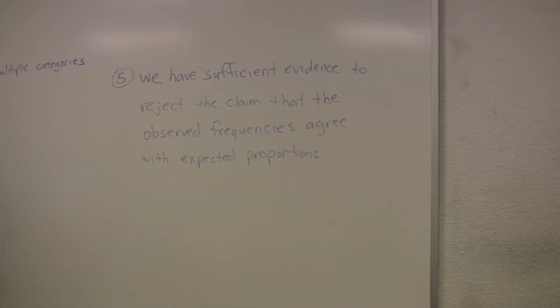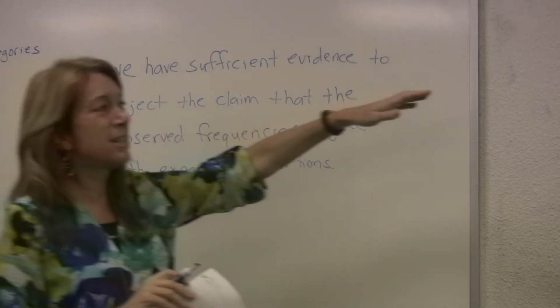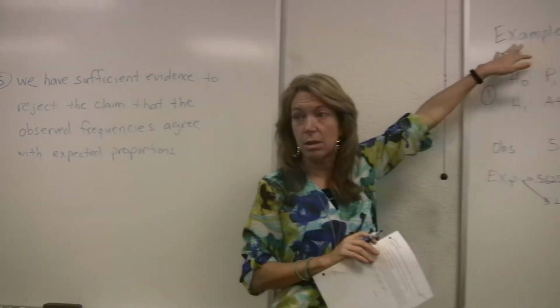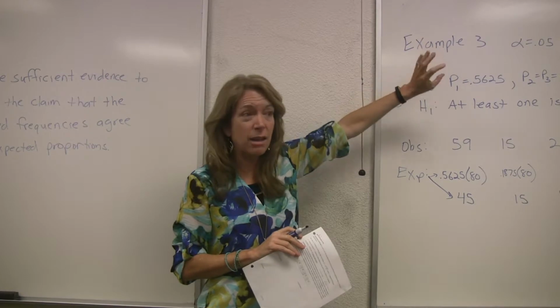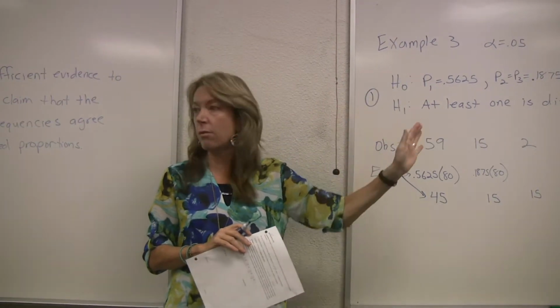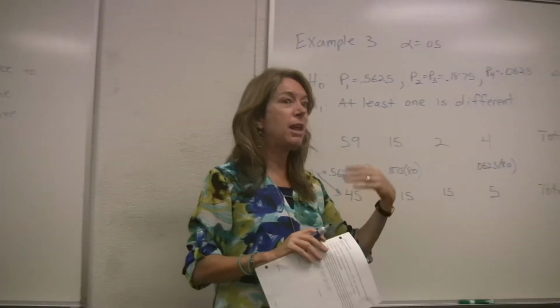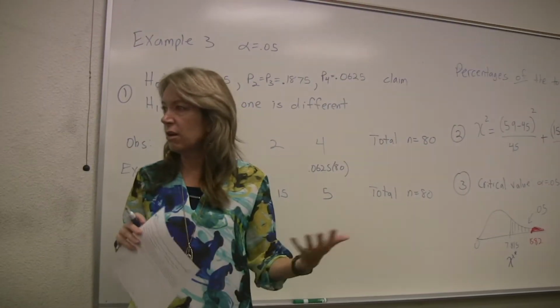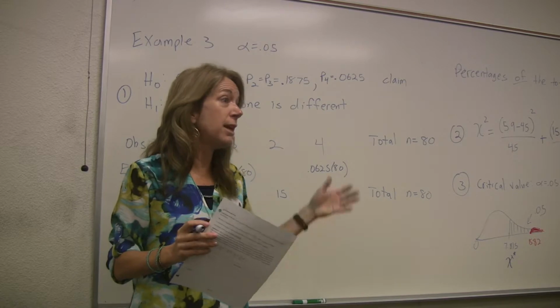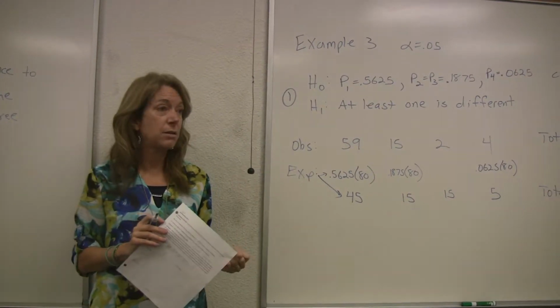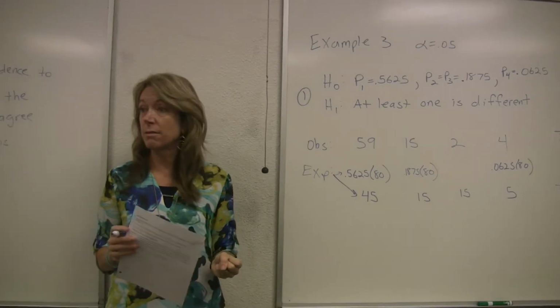So we rejected that they agreed with this claim up here, which is what it should have been based on genetics. I'm not a biology teacher. But what this tells me is that those fruit flies they're looking at don't fit what it should have been. So maybe there's something different with these fruit flies. Maybe they've been exposed to something different. There's something going on with these fruit flies to make this group not behave according to what it should be in terms of genetics, because we rejected that.